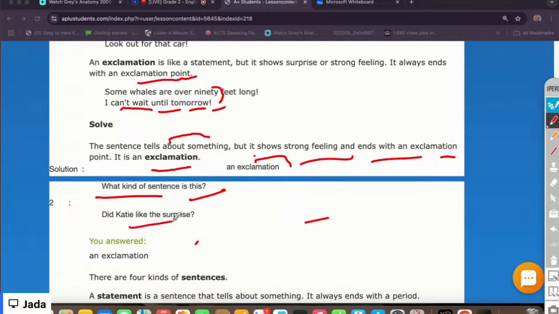Now, what kind of sentence is this? Did Katie like the surprise? Ends with a question mark. Obviously, it will be a question because you're asking if Katie liked the surprise. So, did she like it? Question mark. Question.